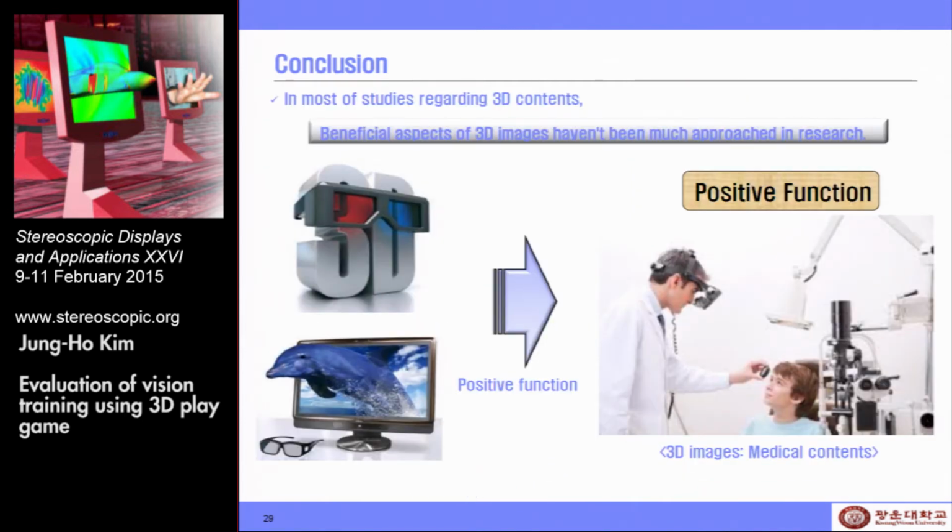In most studies regarding 3D content, the beneficial aspects of 3D images have not been much approached in research. I hope that studies on the positive functions of 3D images will continue on the improvement of visual function as medical contents. I would like to show 5 exercises relative to vision training and therapy.